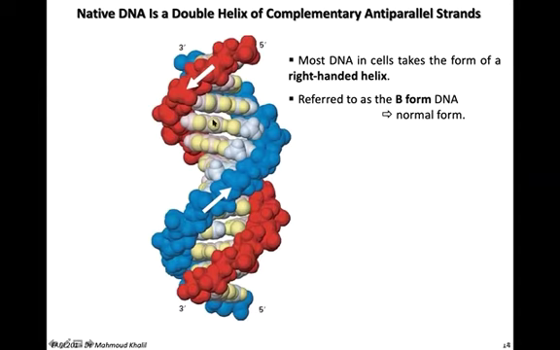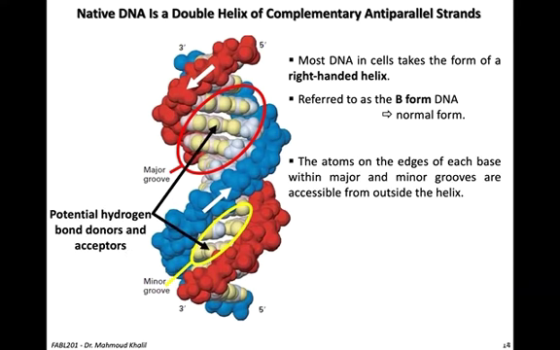Then you can see between these 2 strands how the bases form the steps of the base pairing. This orientation and twisting of the DNA give rise to 2 grooves in the DNA. A major groove, can you see the major groove, the red one, and the yellow, the minor groove. So what is the function of the major groove and minor groove? The atoms on the edge of these grooves, as shown by the arrow, are accessible from outside.